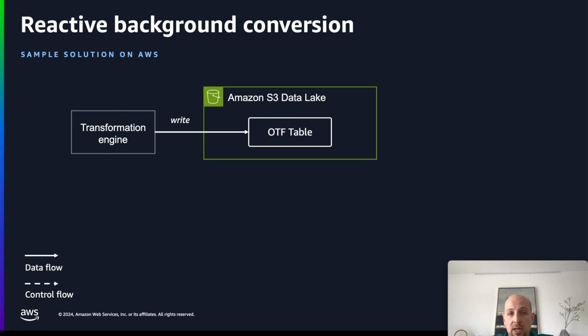Here is an example of how to implement such a reactive event-based mechanism on AWS. And of course, there are also different ways to do this on other platforms. So we have again here the transformation engine writing the table to our S3 data lake, assuming that the data lake is based on S3 object storage. And then the question is, how do we trigger the conversion based on changes to the OTF table? For this, we want to leverage the power of a managed object store, which can emit events as files or objects are changed, added, or deleted.